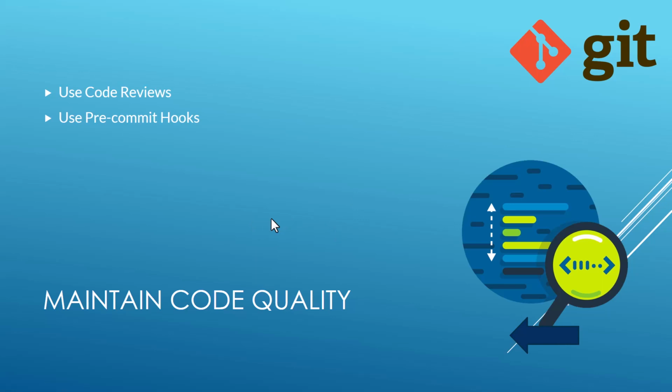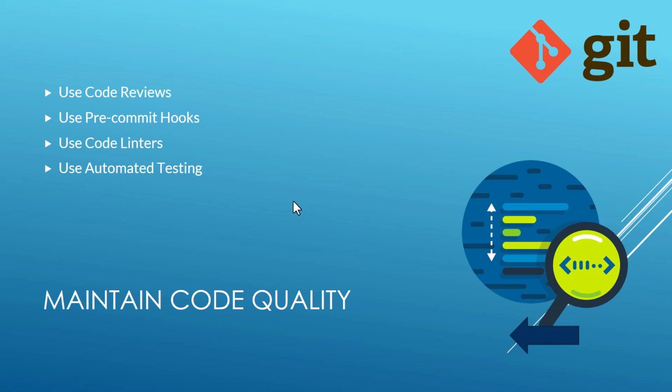Pre-commit hooks are scripts that run before a commit is made. They can be used to enforce coding standards, check for security vulnerabilities, and perform other checks to ensure that the code is of high quality. Use code linters, which are tools that analyze code for syntax errors, coding standards violations, and other issues. They can be integrated into the source versioning tool to automatically check code as it is committed.